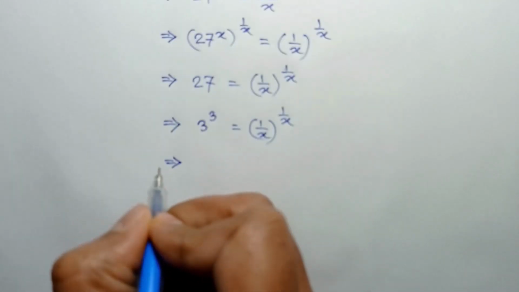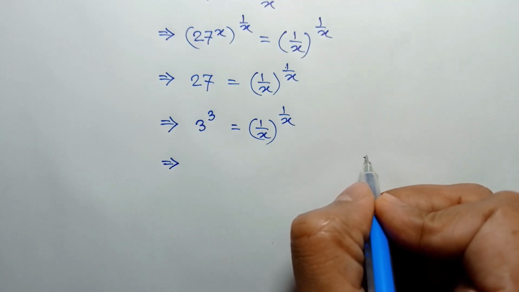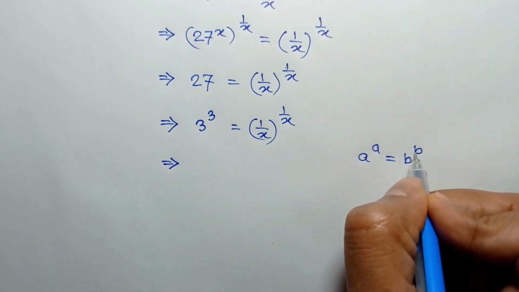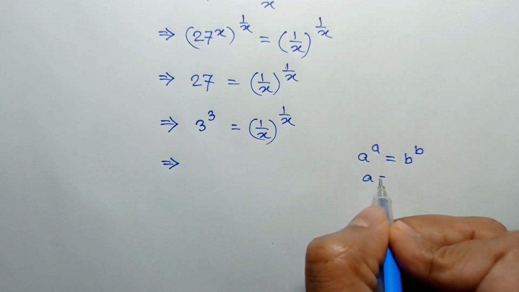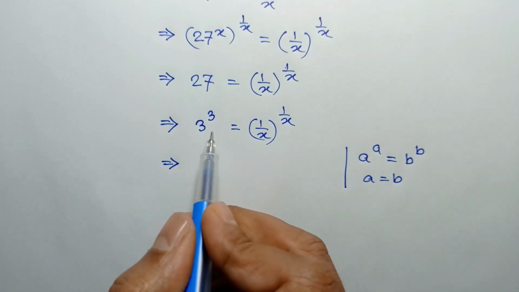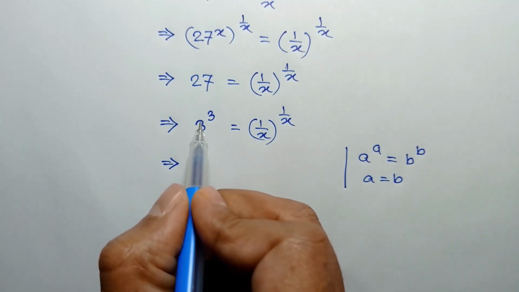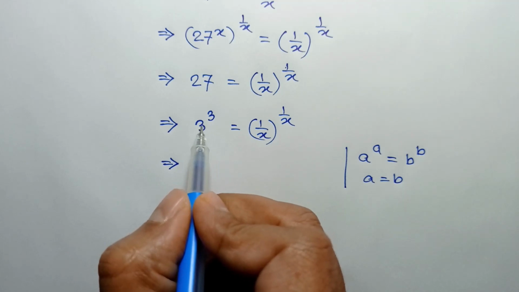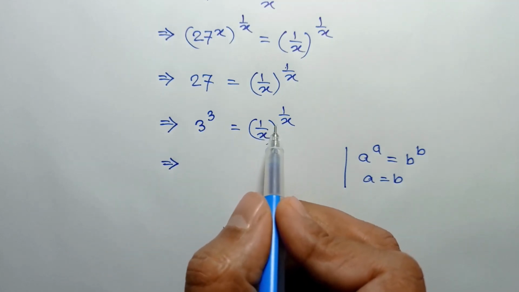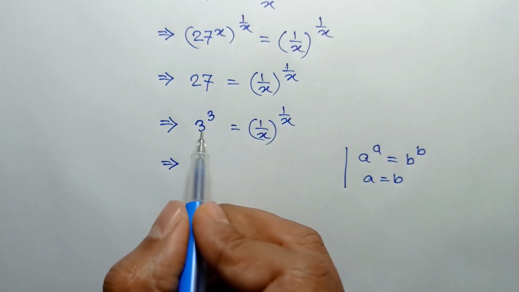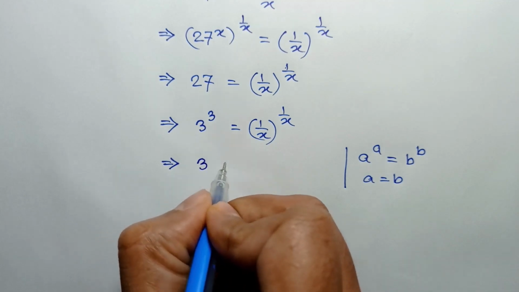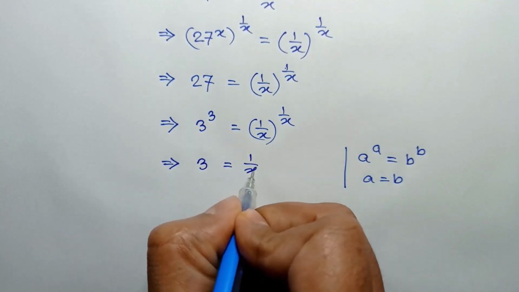Or, according to this formula, if a to the power a is equal to b to the power b, then a is equal to b. So applying this here, comparing 3 as a to the power a with 1 over x as b to the power b, 3 will be 1 over x. So we can write 3 is equal to 1 over x.